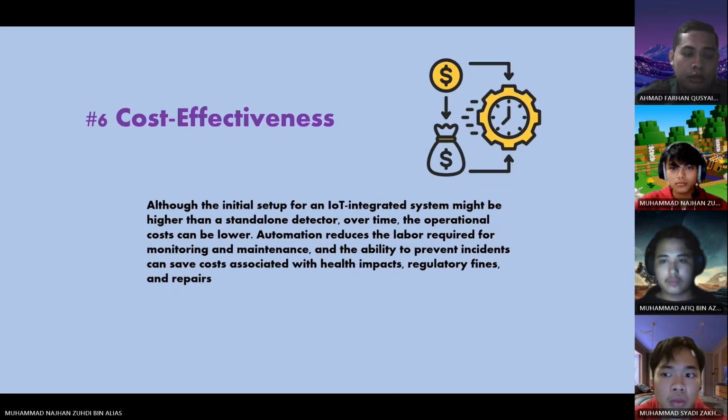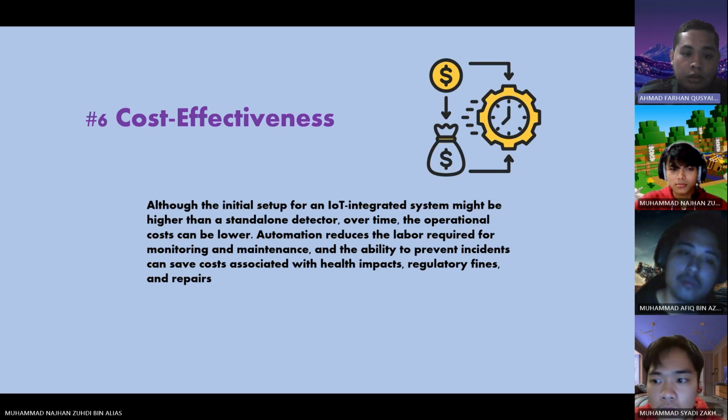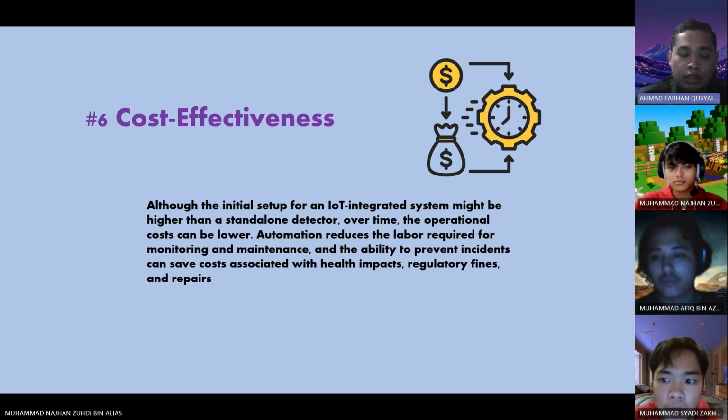Okay. The next is cost-effectiveness. Although the initial setup for an IoT integrated system might be higher than a standalone detector, over time, the operational cost can be lower. Automation reduces the labor required for monitoring and maintenance, and the ability to prevent incidents can save costs associated with health impacts, regulatory fines, and repair.